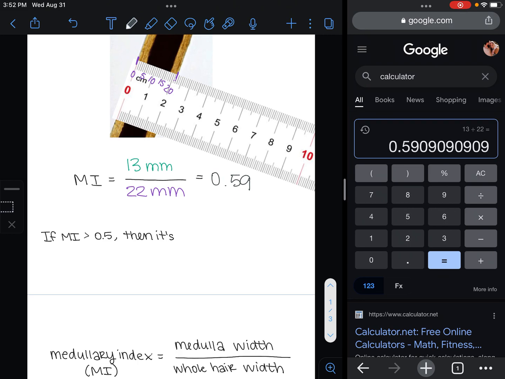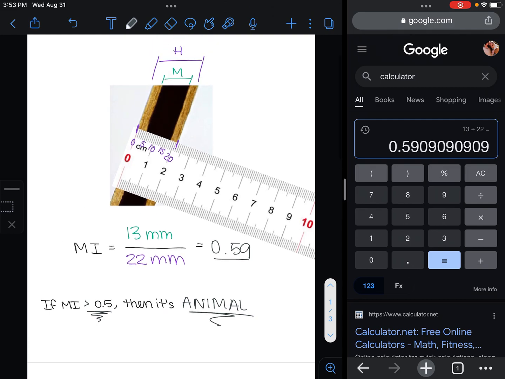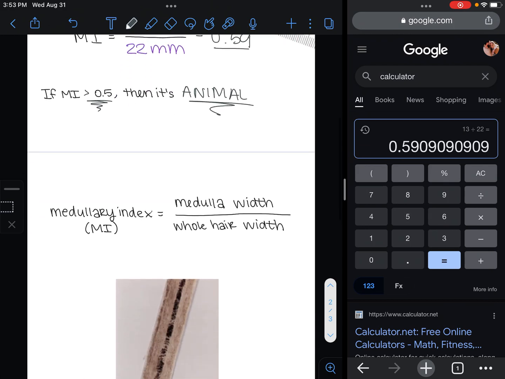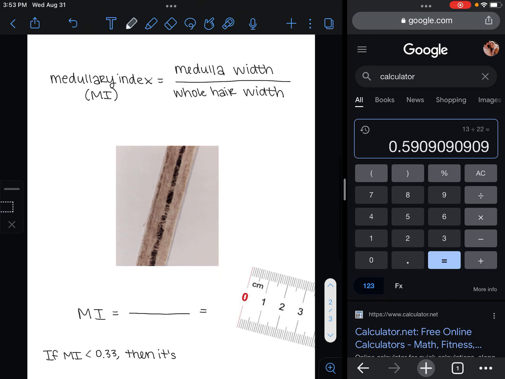Just as a reference point, if we have a medullary index that is larger than 0.5, in this case it is, then it will be an animal hair. Animal hairs tend to be fairly wide in terms of an inner medulla, so it's got a really thick, dark core. Let's try one more.